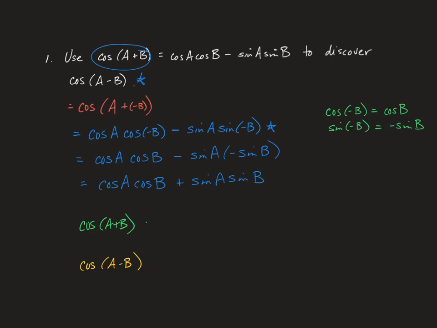The cos of A plus B is cos of the first angle, cos of the second angle, and the next term was sine of the first angle, sine of the second angle. Notice I didn't use A's and B's in my wording.